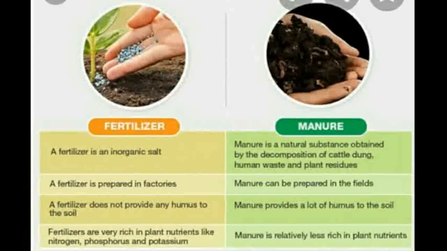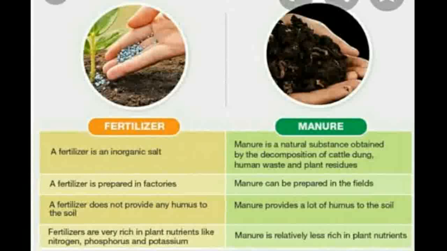There are basically two ways of doing this. First, organic method, which involves using organic manures, and second is inorganic method, which involves using fertilizers made by humans. Let us now understand the difference between manures and fertilizers through this table. First, let us take a look at what is a fertilizer.